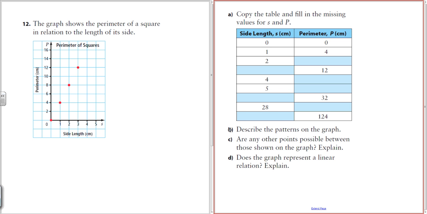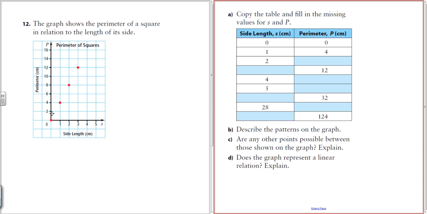9.1, question 12. The graph shows the perimeter of a square in relation to the length of its side. So here's our graph, and it says side length in centimeters. And it goes in increments of 1, 2, 3, 4, 5 centimeters, and it's labeled S. So the x-axis is labeled S for side length.